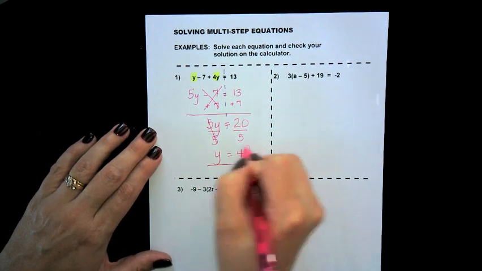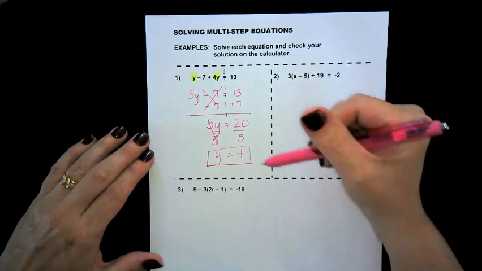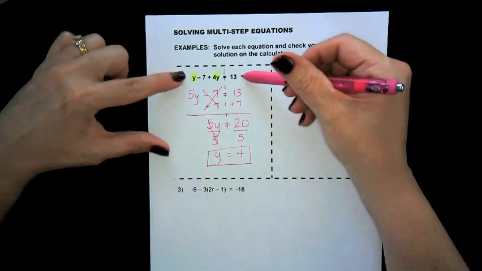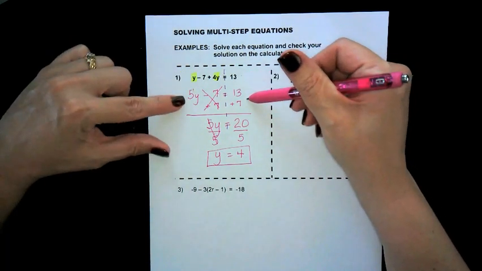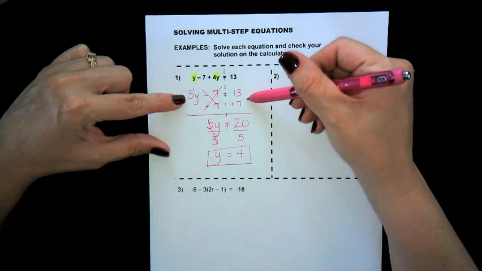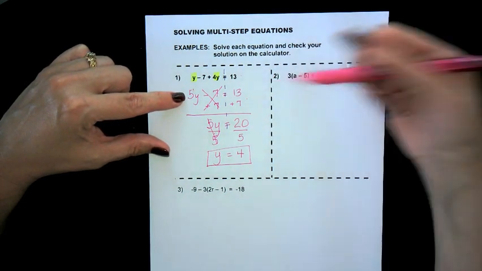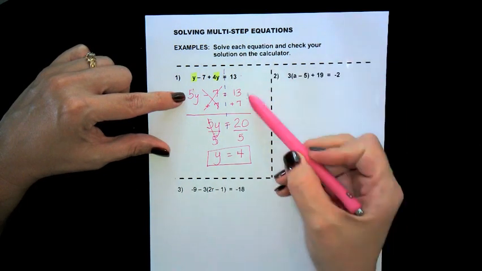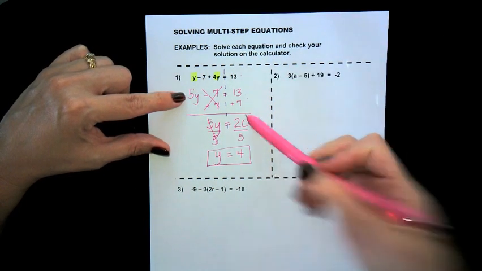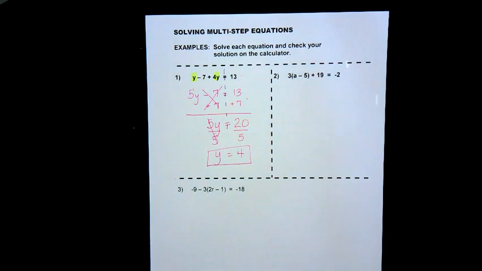And that's my solution. So don't miss this here. The first step is we simplify, right? Now, sometimes that might mean we add like terms. Sometimes that might mean we'll distribute. We'll see that in another example. And then it becomes a 2-step equation. We can start doing the opposite.